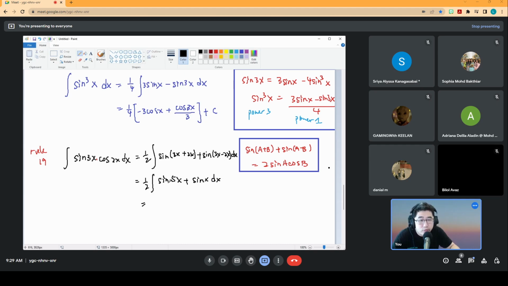Now it's being very nice. It's already in a simplified form, just a single sine, and is in linear form. Therefore, I can do my integration immediately. By using section B formula, negative 1 over 5 cos of 5x minus cos of x plus c. Done. Finish.